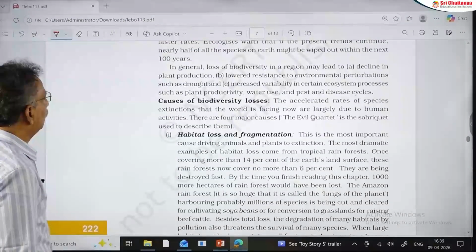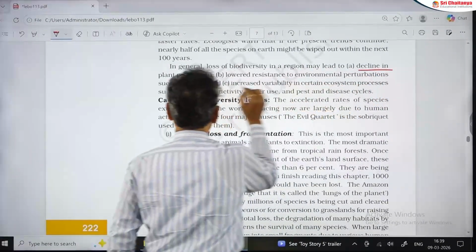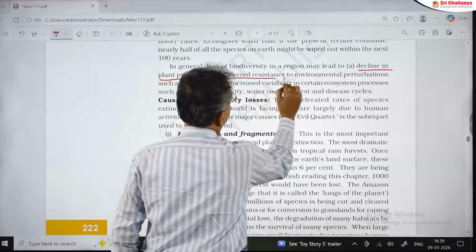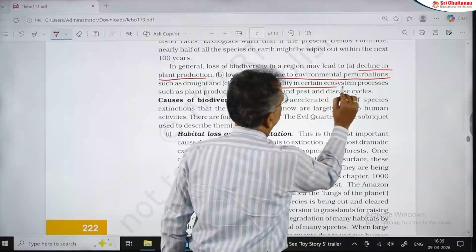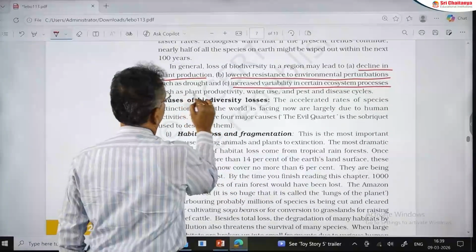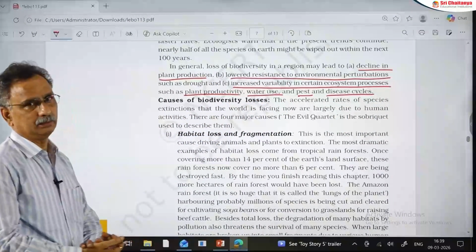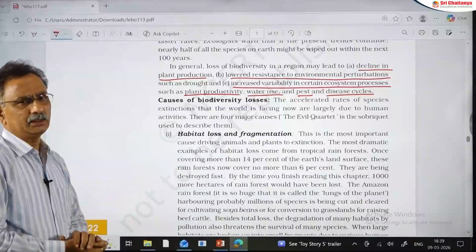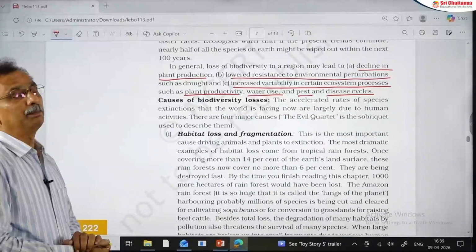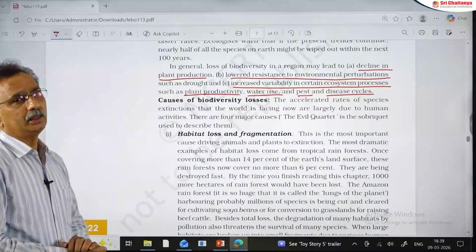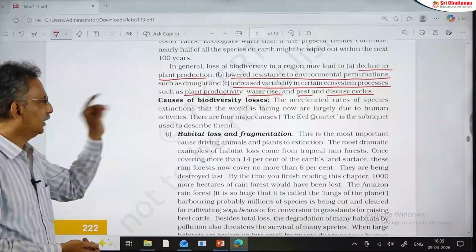Then, as you are able to recall, loss of biodiversity, which we studied at the beginning, in a region leads to a decline in plant production. Another one is lowered resistance to environmental perturbations such as drought, and increased variability in certain ecosystem processes such as plant productivity, water use, pest and disease cycles. All these will be disturbed. So, as you have noticed, the general things going on in nature at present, dry situations are coming up in the temperate regions also. So, naturally in that area there is every possibility of mosquitoes and related diseases developing. Just a clue for understanding this.